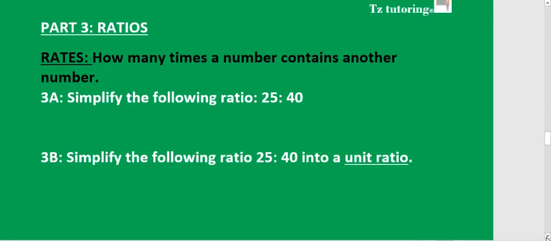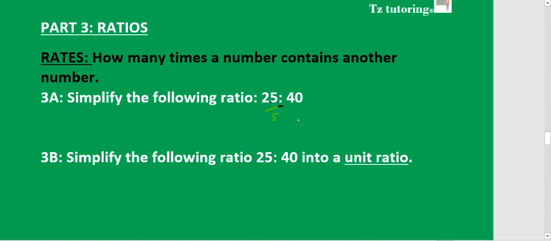Ratios. Okay, so a ratio is very simple. A ratio tells you how many times a number contains another number. It's easy to understand if we simplify the ratio. So if we look at 25 is to 40, how could we simplify the ratio? Easy. We look at a number that goes into both. And in this case, 5 can go into both numbers, right? 5 goes into 25 and 5 goes into 40.